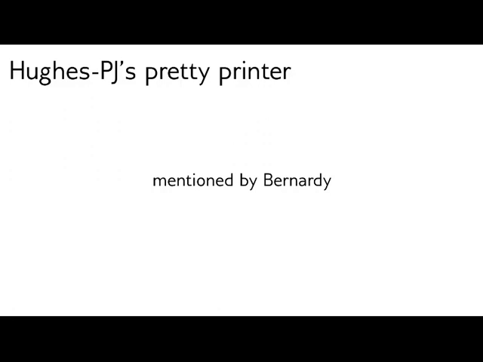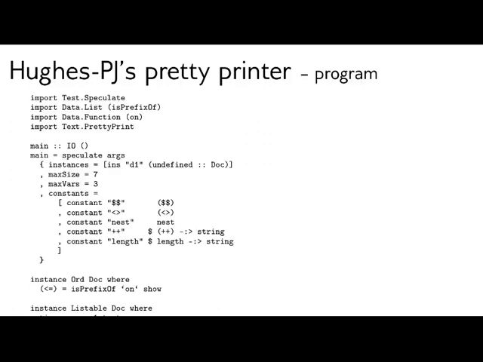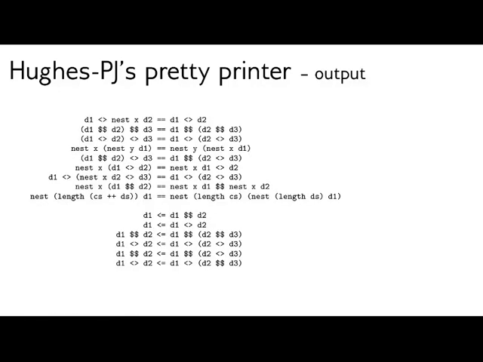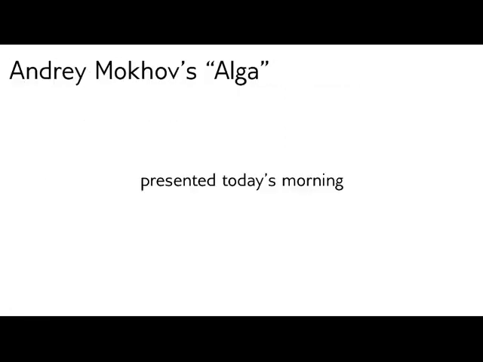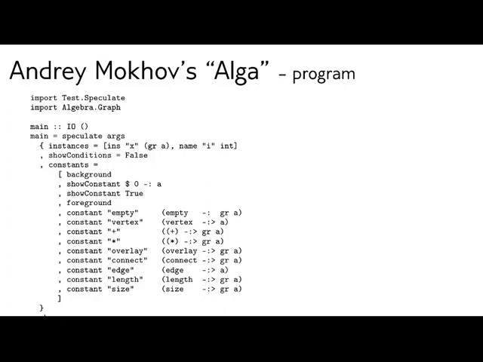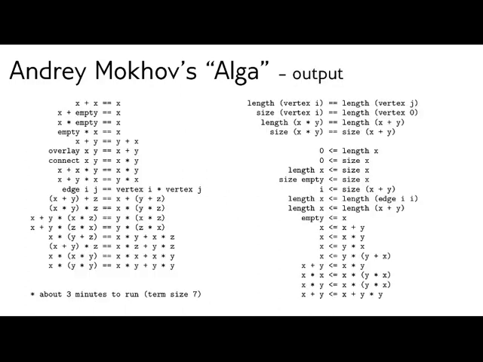Braquehais mentions the HughesPJ pretty printer, and here is the program that I use to pass the functions from the HughesPJ library to Speculate, and here are the laws it produces. Lastly, this morning, Andrey Mokhov presented his algebraic graphs library, and this is the program that I use to pass it to Speculate. I'm passing the plus and times operators that he defines. This defines graphs as Num instances, so you can take products and sums. And those are the laws Speculate prints.